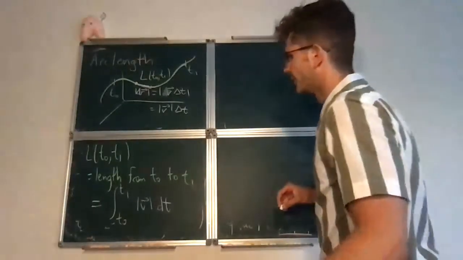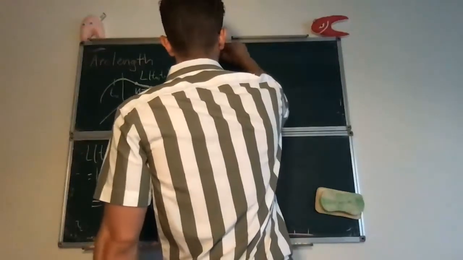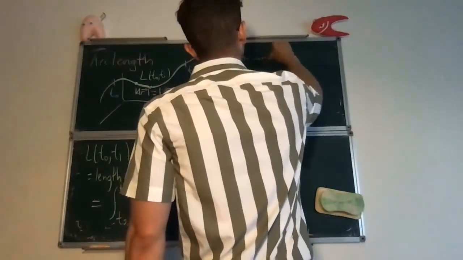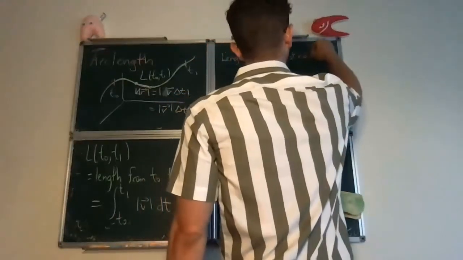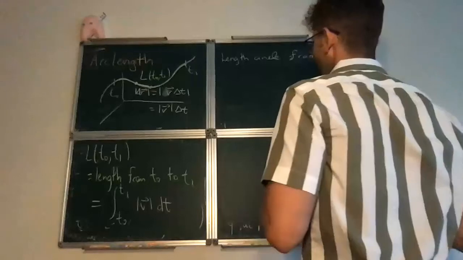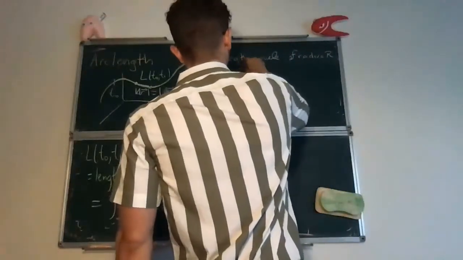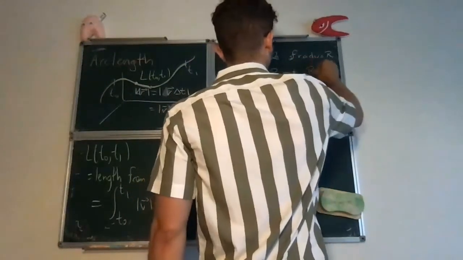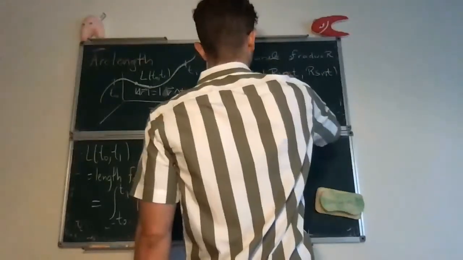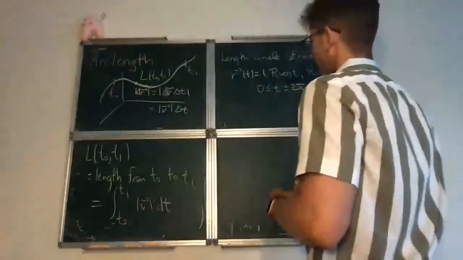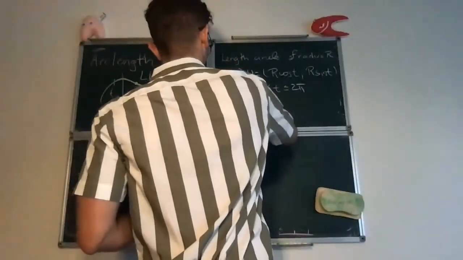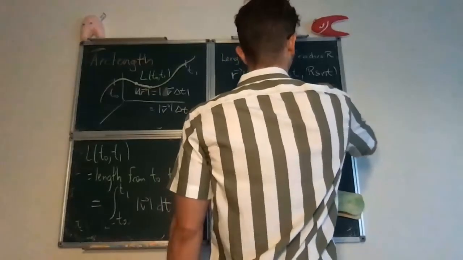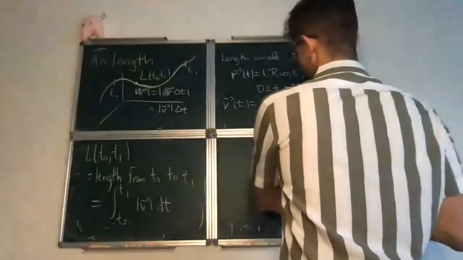And so, for example, what would be the length of a circle of radius r? Well, we know that an equation for the curve is just r cosine of t, r sine of t, where t goes from 0 to 2 pi, right? The velocity of this curve is negative r sine of t, r cosine of t, and then the speed is just r.